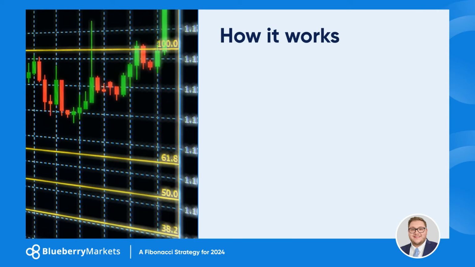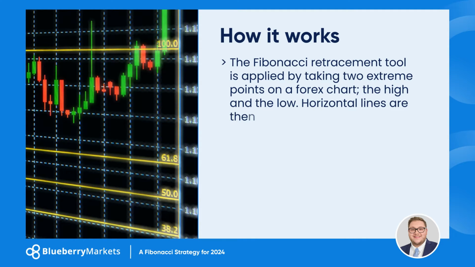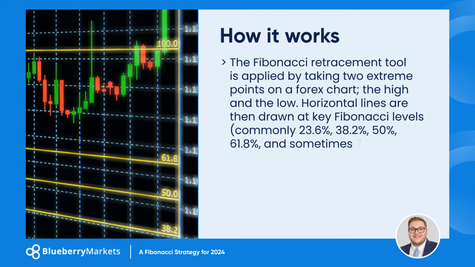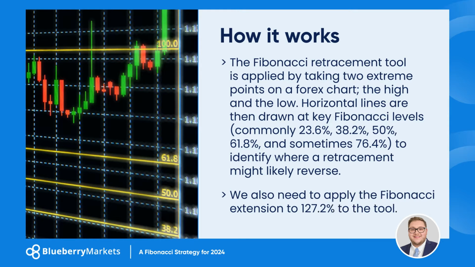Now, how does a Fibonacci retracement tool work? Well, it's applied by taking two extreme points on a forex chart. It can be the high and the low of a price movement, and then horizontal lines are plotted on the charts. They're known as the Fibonacci levels, and typically you have the 0, 23.6, 38.2, 61.8, and the 100 level. We also need to apply an extension tool onto our Fibonacci, which I'll show you how to do a little bit later in this video, and that's going to be our targets essentially.